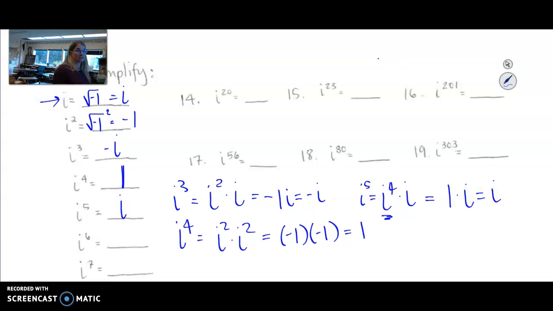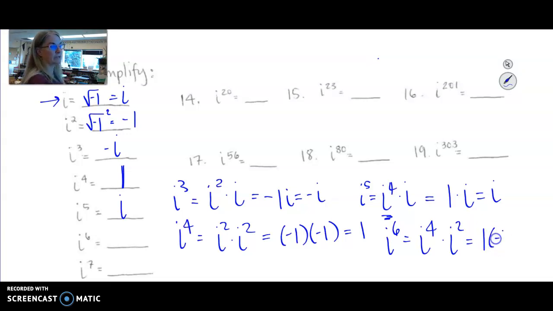You'll see there's going to be a pattern here. If I find i to the sixth, I can split that into i to the fourth times i to the second, because i to the fourth is 1. I to the fourth is 1, and i to the second is -1. So multiplying those two things together, i to the sixth is going to be -1.